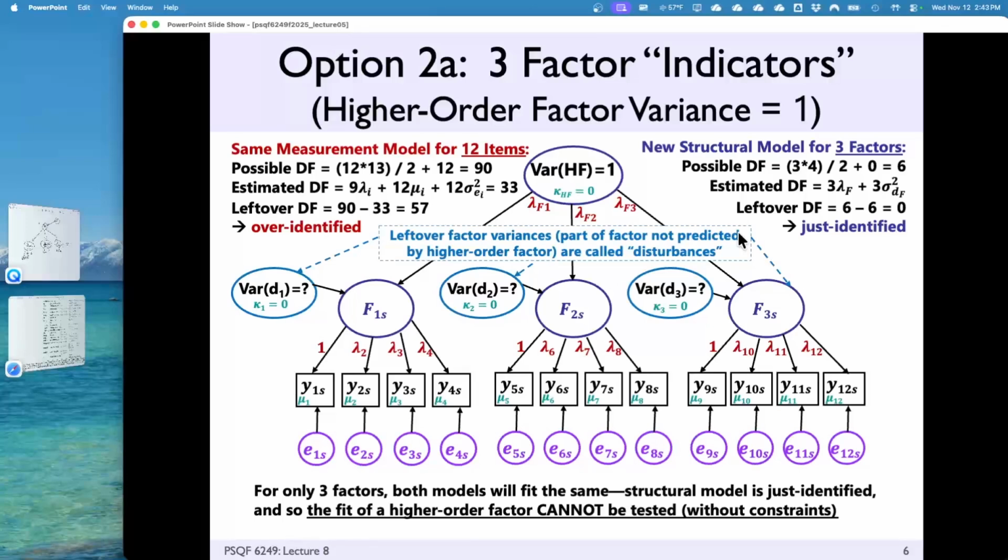Right here. So does that mean that variance, it's going to go all the way up, it's going to follow it up to the top? No, not necessarily. Or is that going to be different when you go from F1s to our higher order factor? So let's think of it this way.